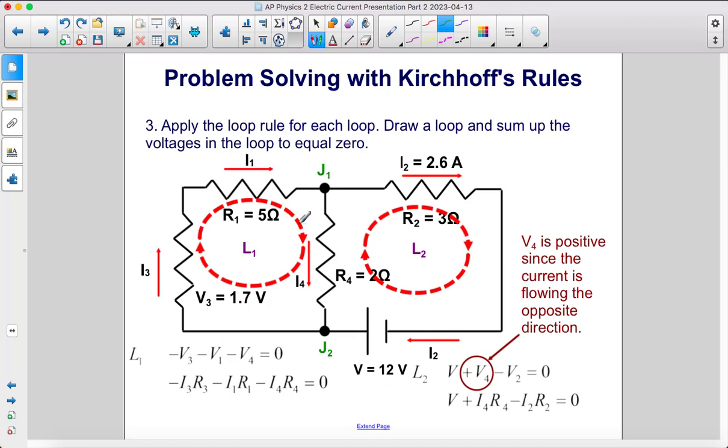All right, next we're going to apply the loop rule for each loop. We're going to start with these two loops here. If we need a third loop, we can always draw a loop that goes all the way around as well. But let's start here.